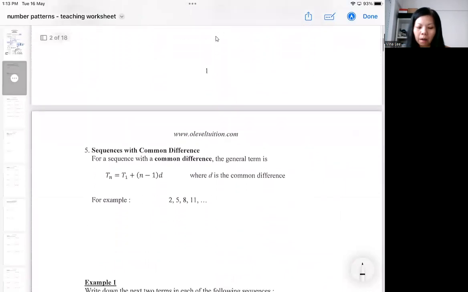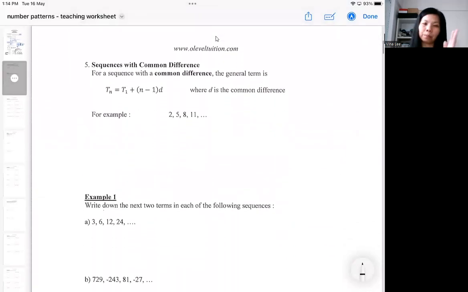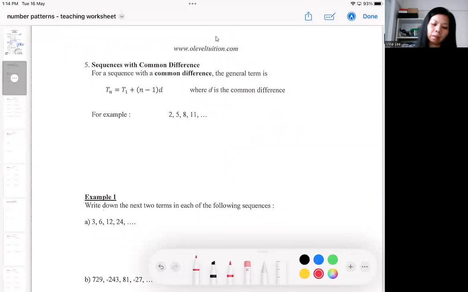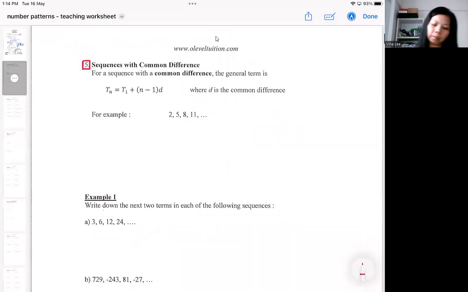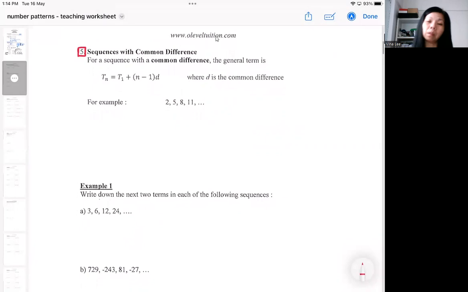Among all the number patterns, the one that is very, very important is known as the sequence with common difference. So what do we mean by the sequence with common difference? I gave you an example here first. Essentially, it means that you just keep on adding the same number, or you keep on subtracting the same number. This is the kind of number pattern that we call sequence with common difference.